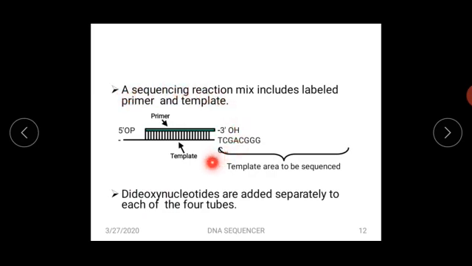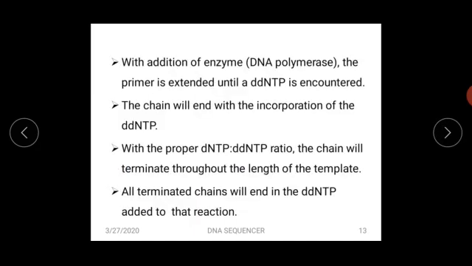This is how it looks when we start the initial reaction at the 5' and the 3' OH. The primer is being attached and the template area is to be sequenced, because without the template the reaction cannot be performed. Further, the dideoxynucleotides are added separately to each of the 4 tubes. With them we add the ddNTPs, where we want to see the chain getting terminated.